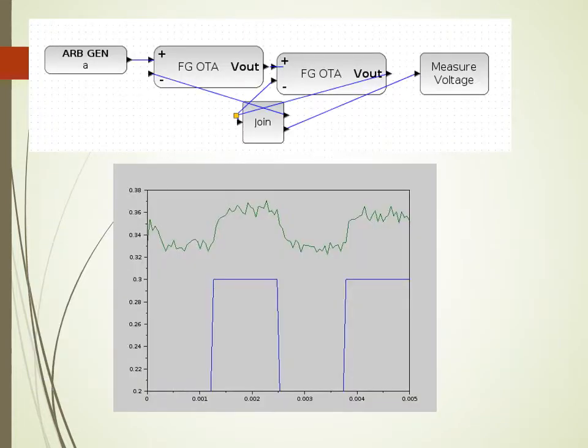This is the experimental high level XCOS file of the LPF. We can see that there are two floating gate OTAs connected, and the input is given through an arbitrary generator, and the output is measured with a measure voltage block, and this is the output that we get for an input square function.